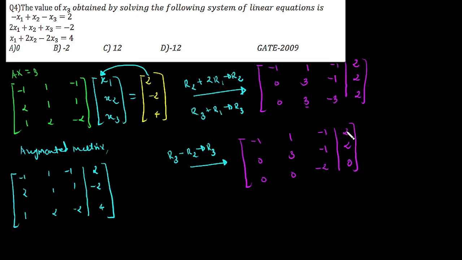Here, in the multiplication with this variable vector on the right hand side, I can write this. So now if you do this and if you again write the equation from this system, you will find the value of x3 easily.